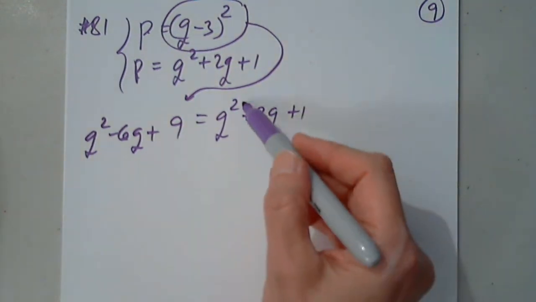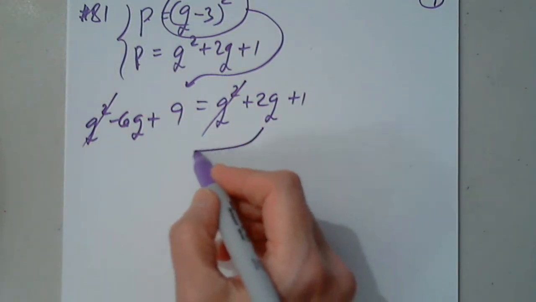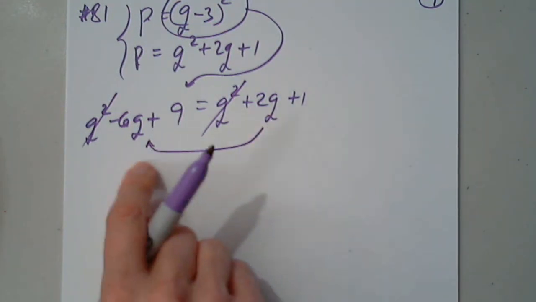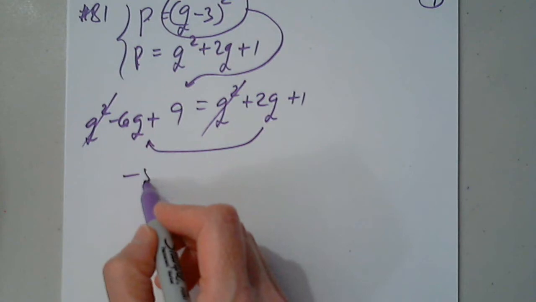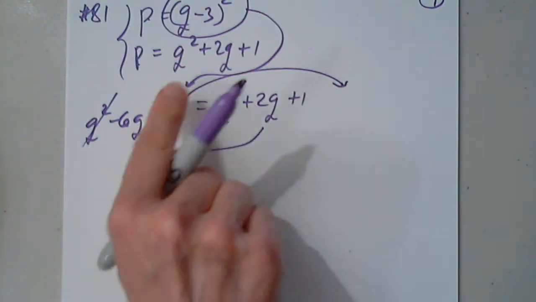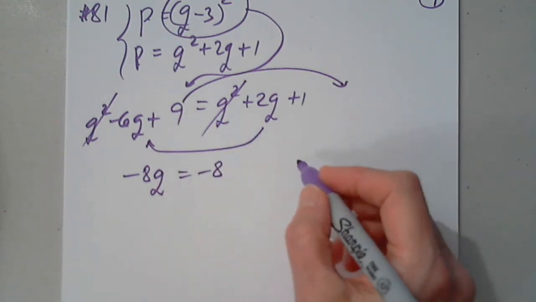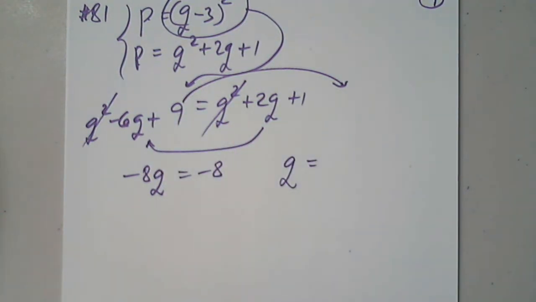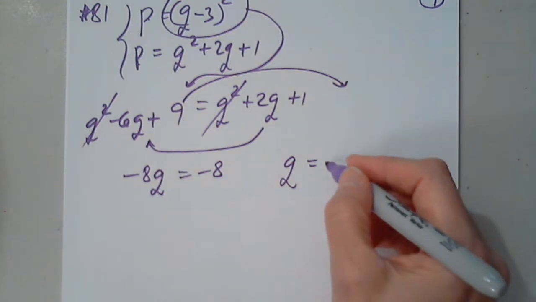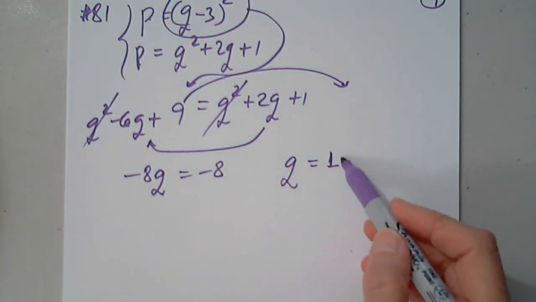Sorry about that. So we subtract q squared from both sides. We move 2q to this side. It was positive. I'm bringing it over, negative 8q. I'm moving 9 to the other side. It's becoming negative. 1 minus 9 is negative 8. Can anyone give us q? One. Very good. So now let's plug it in.